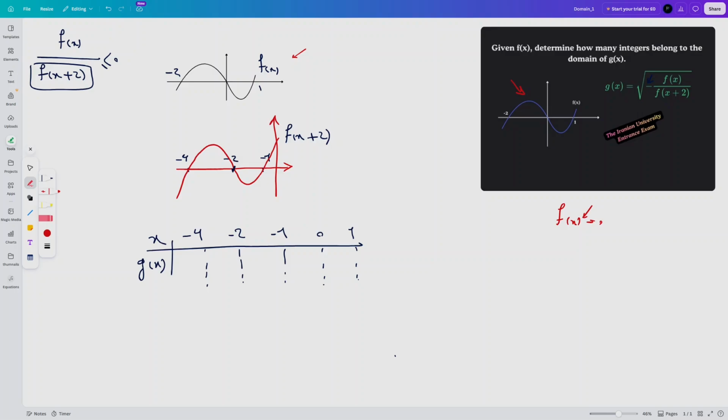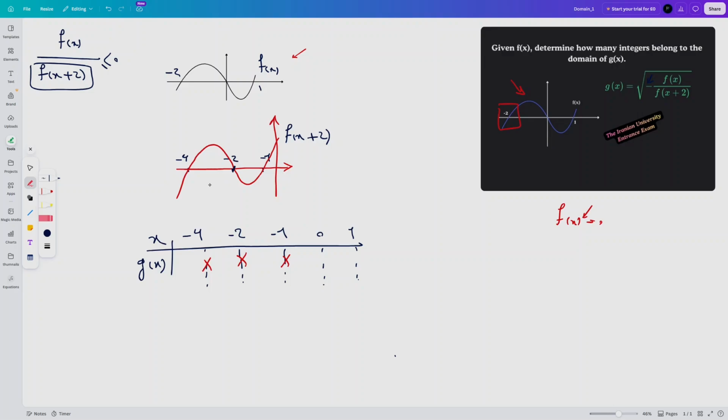It's not the denominator, but minus 2 is also a root of f of x plus 2. So we already know that minus 2 is not in the domain, and this one and this one as well. The reason is that it's going to make f of x plus 2 equal to 0, and that's the denominator, so we can't have that. That one is already solved. Now let's jump into solving this and see what the signs are when x is less than minus 4. So what are the signs for f of x over f of x plus 2 when x is less than minus 4?